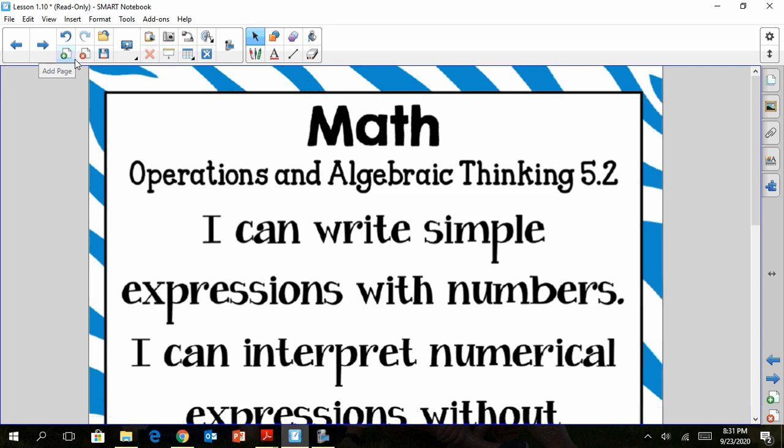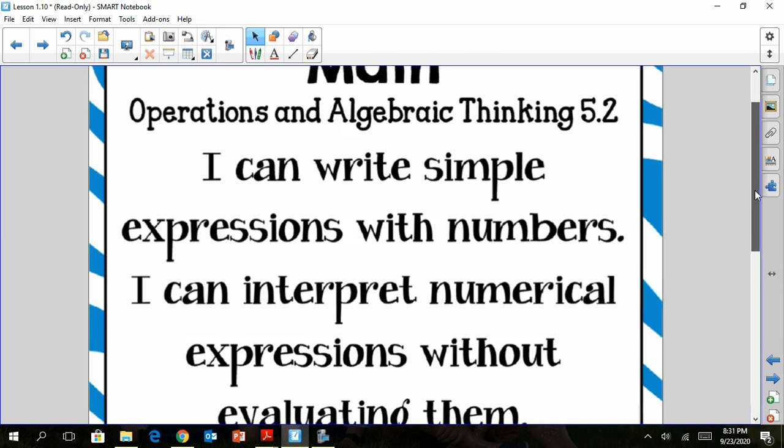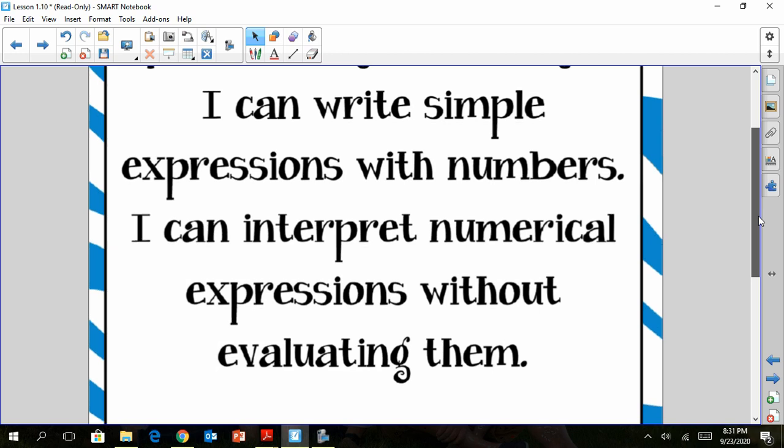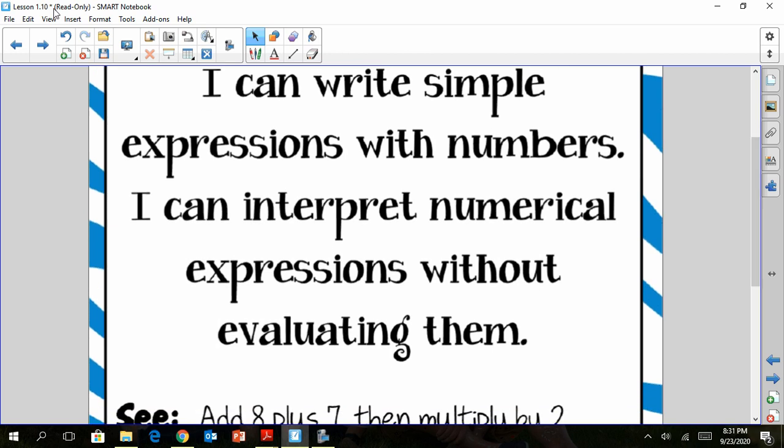Welcome back, students. Today we are talking lesson 1.10. We're talking about numerical expressions. So we're working with the operations and algebraic thinking 5.2. Here's the I can statement. I can write simple expressions with numbers. I can interpret numerical expressions without evaluating them.